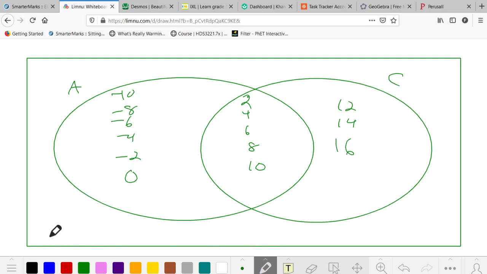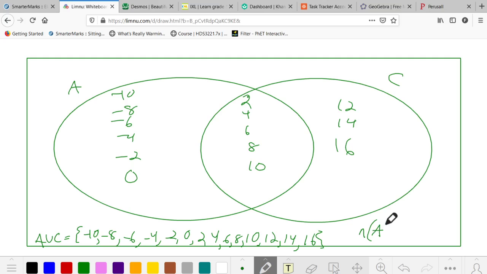So now we have to find A union C, and that's all the even numbers from negative 10 to 16. For completeness, we will write it out. We have to find the number of elements in A union C. That's these 3 plus these 5 for 8, plus these 6. That's 14.